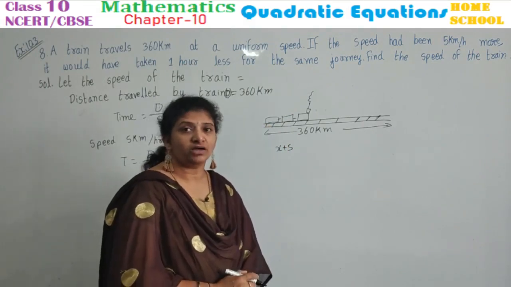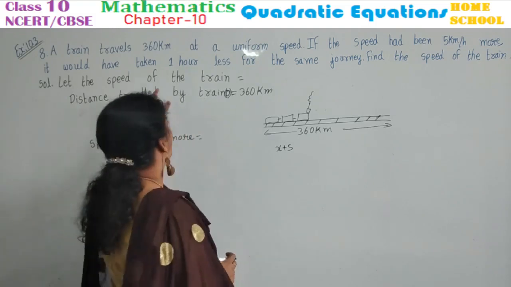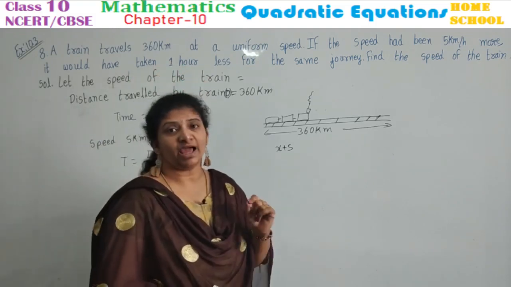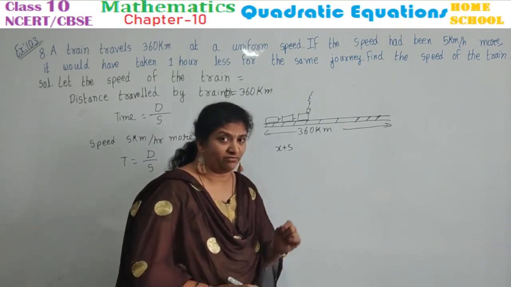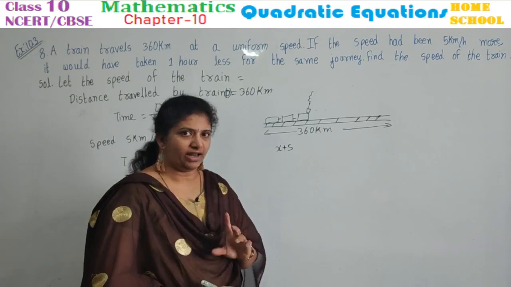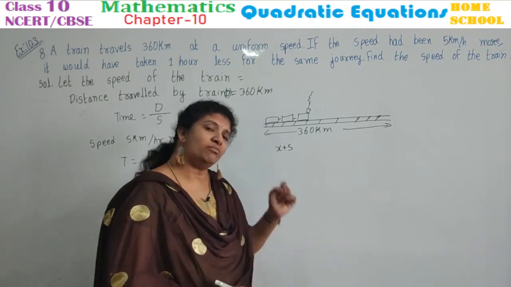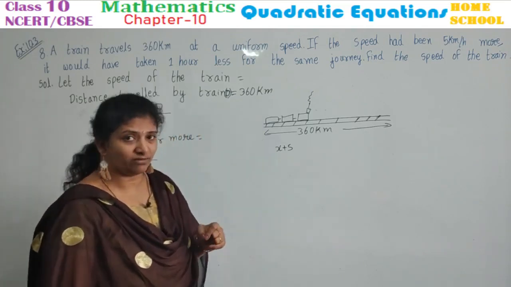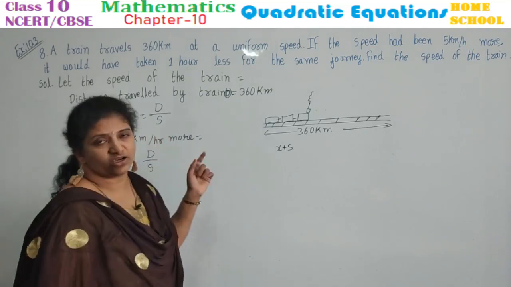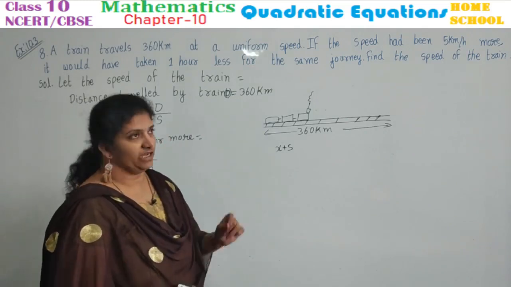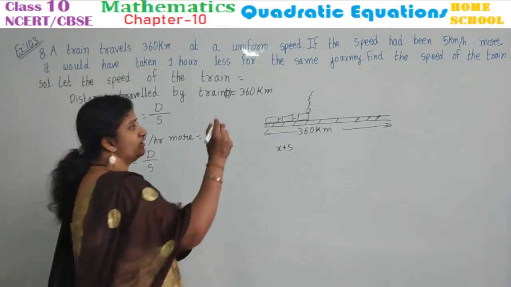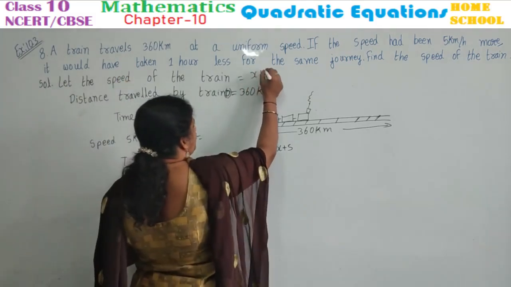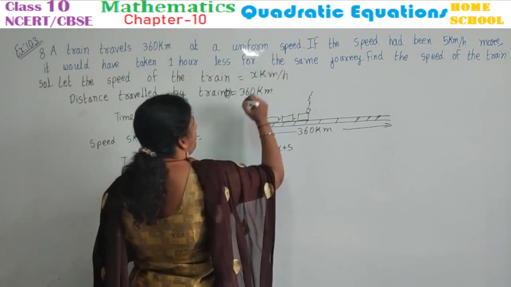We need to find the speed of the train, and 1 hour means they have given a time difference. So we need to use our formula: time is equal to distance by speed. See the solution here. Let the uniform speed of the train be x kilometers per hour.